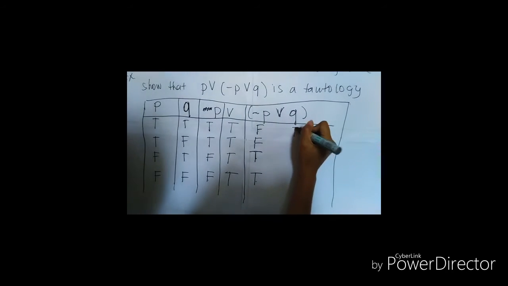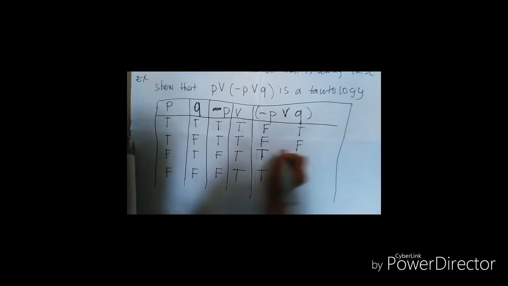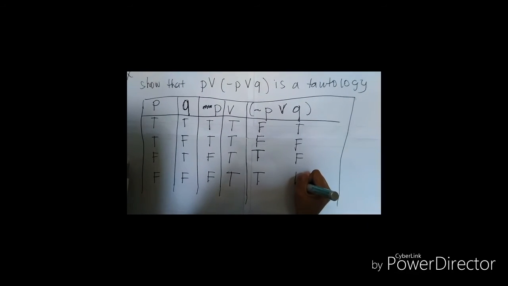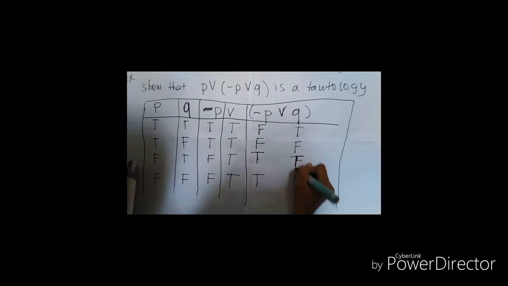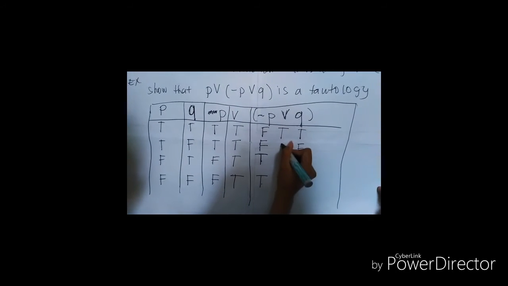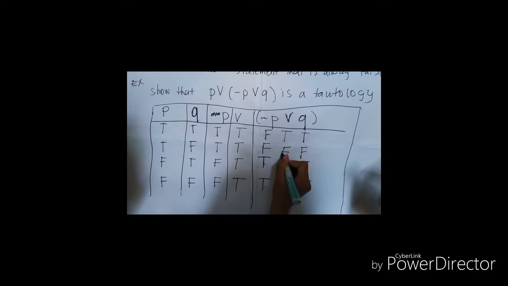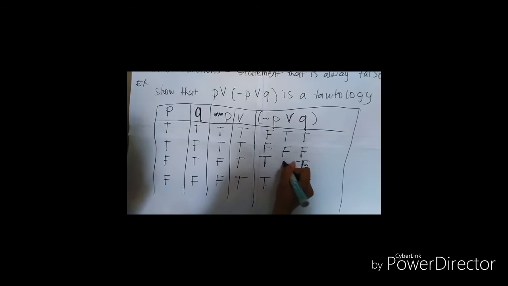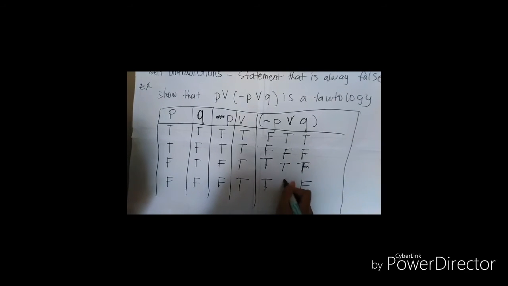We just need to copy Q. You notice that if there's a true, the answer will be true. Since in this one there's no true, the answer will be false. Both sides are true, so true. True, false is true. The table we made shows that P or not P or Q is always true. Thus, P or not P or Q is a tautology.